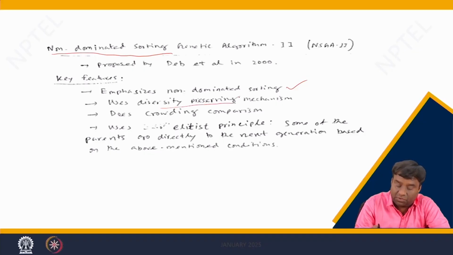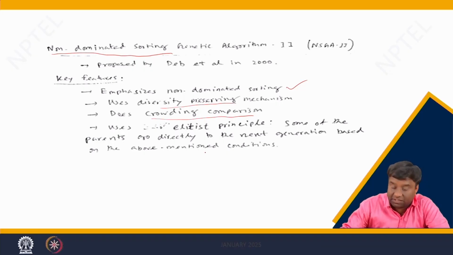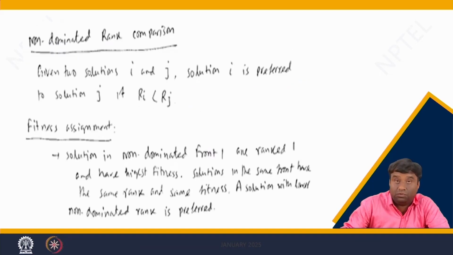So that concept we will learn. It does background comparison, and it also illustrates the principle. Some of the parents go directly to the next generation based on the above mentioned conditions, that is, dominating and crowd preserving, so non-dominating rank comparison.